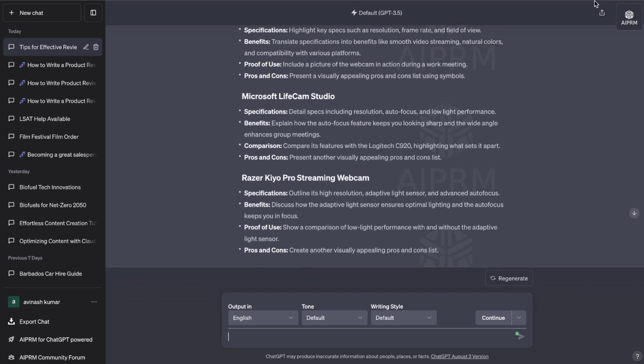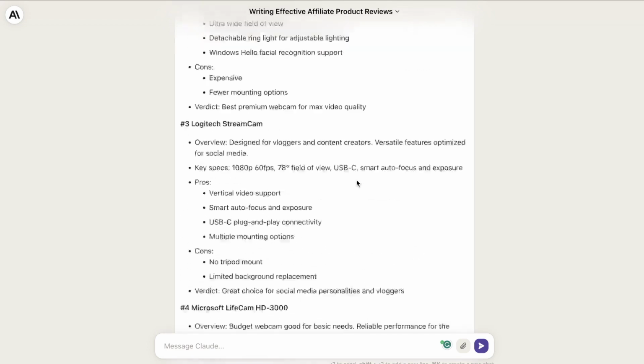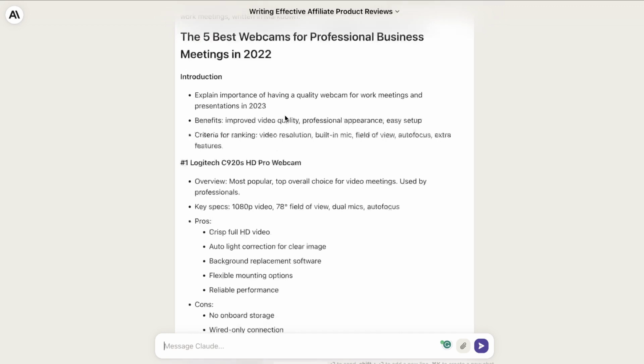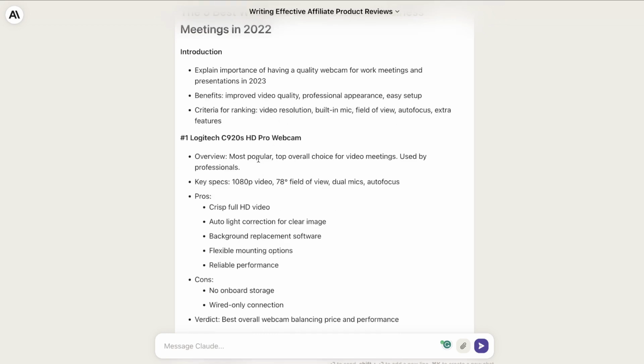So I do like both of these outputs for various reasons. As I just mentioned, we get some other topics included in the blog post from ChatGPT, while we get specific or more products in Claude compared to ChatGPT.